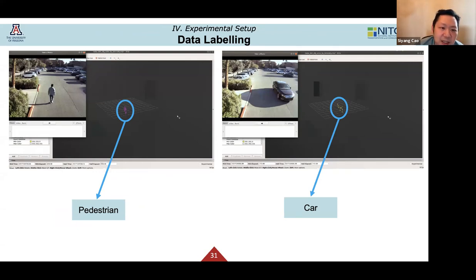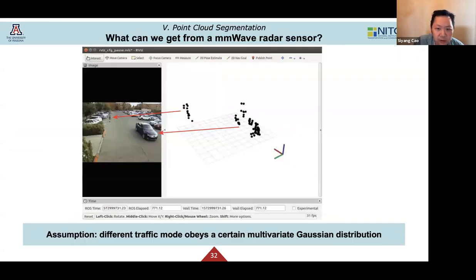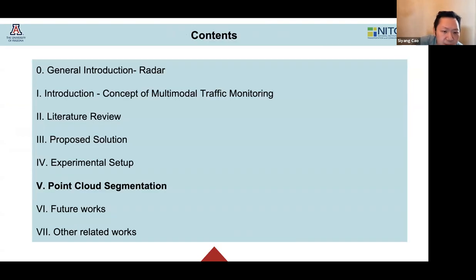So the task is that we first want to be able to cluster the two objects. We can find out which points belong to which object, so that it will be very helpful later when we are doing the classification. The assumption for us is that different traffic models probably have a certain multivariate Gaussian distribution. And that's the reason we are going to do point cloud segmentation in this work.